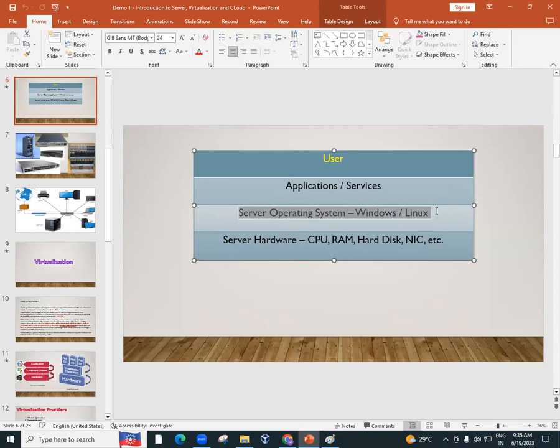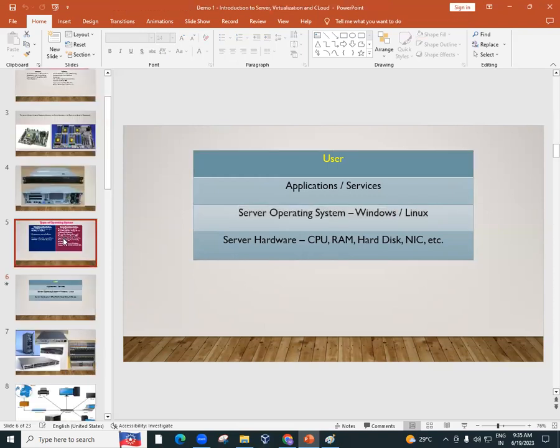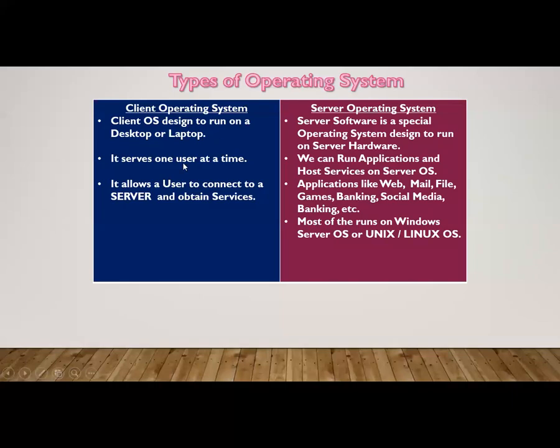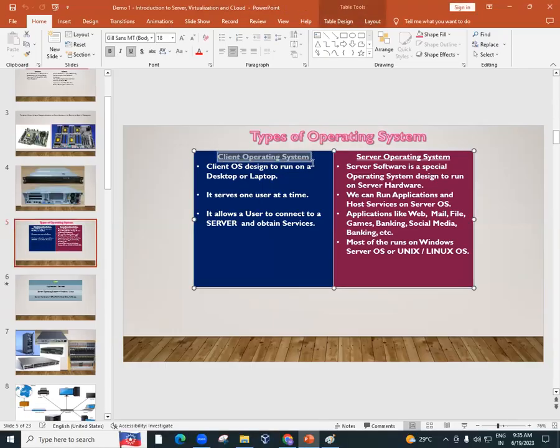A server operating system can be a Windows Server operating system or a Linux server operating system. See, there are two types of operating systems actually. One is called the client operating system, Client OS. As of now, in our laptop and desktop, we are using Windows 10 or Windows 11, right? That is actually a client operating system that can be used only in a laptop or a desktop, and only one person can use that operating system at the same time.